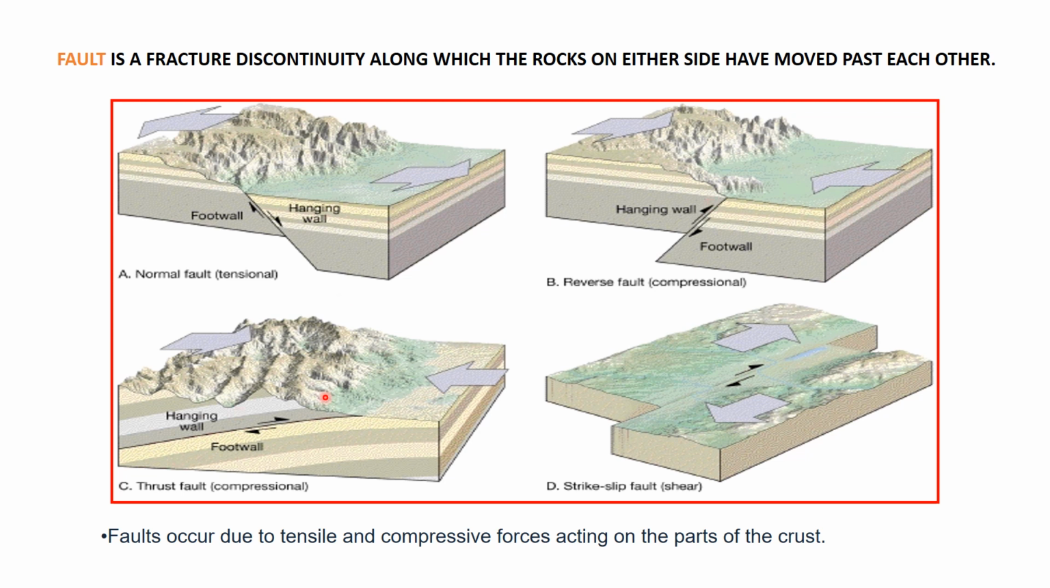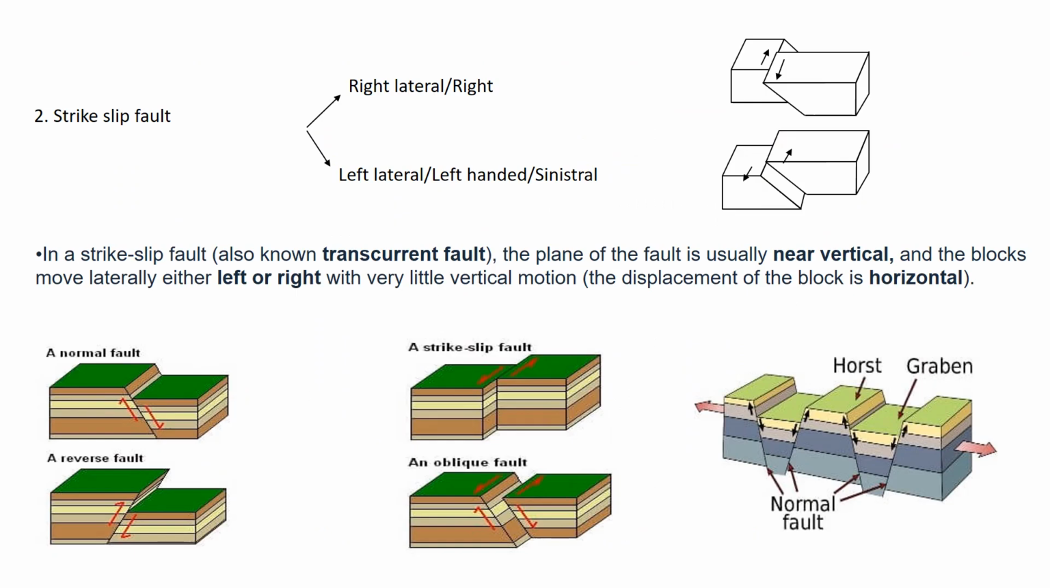The thrust fault, that is also a compressional fault, and there is a strike-slip fault. These two blocks move past each other. This I have already talked about. It occurs due to the tensile and compressive forces acting on a part of the crust. It is generally a fracture or discontinuity along which the rocks on either side have moved past each other. So this is the common definition of a fault. This is a very common definition.